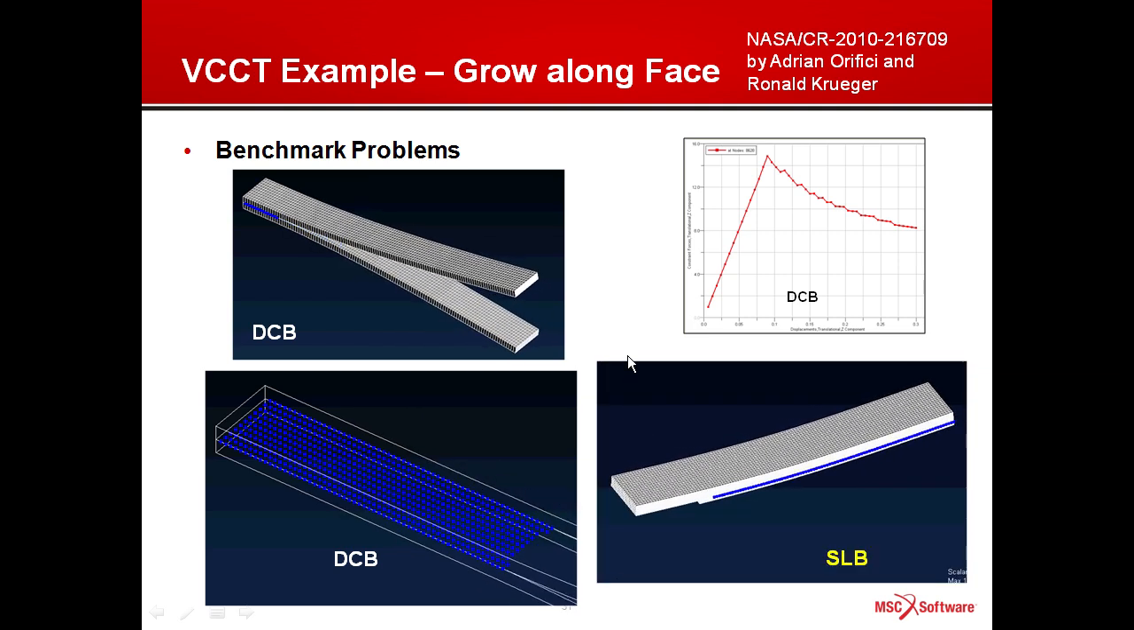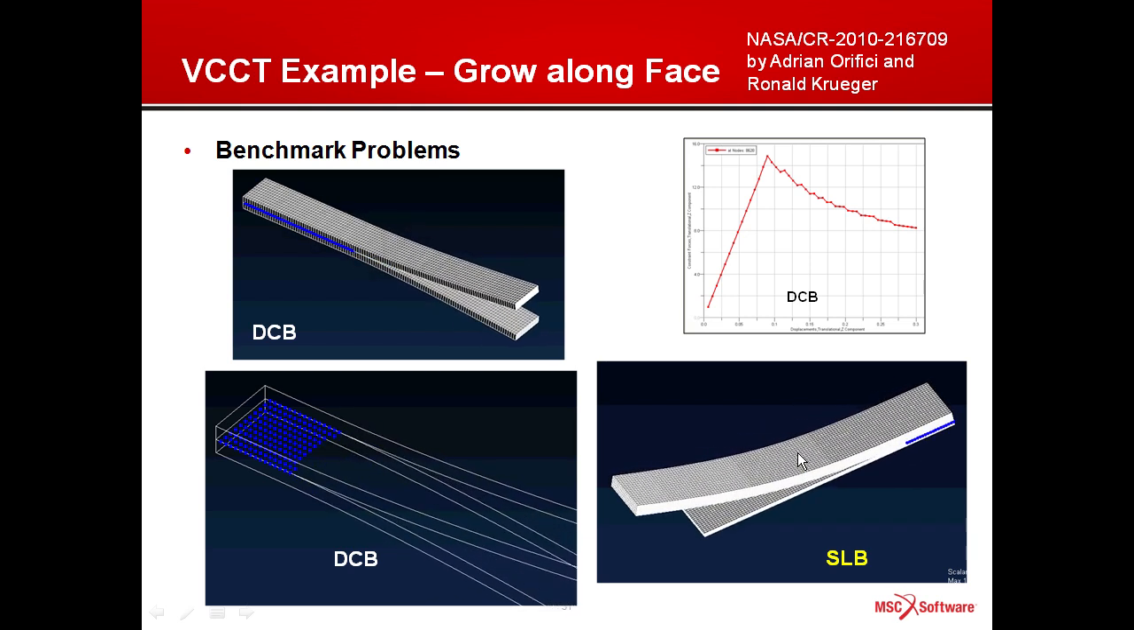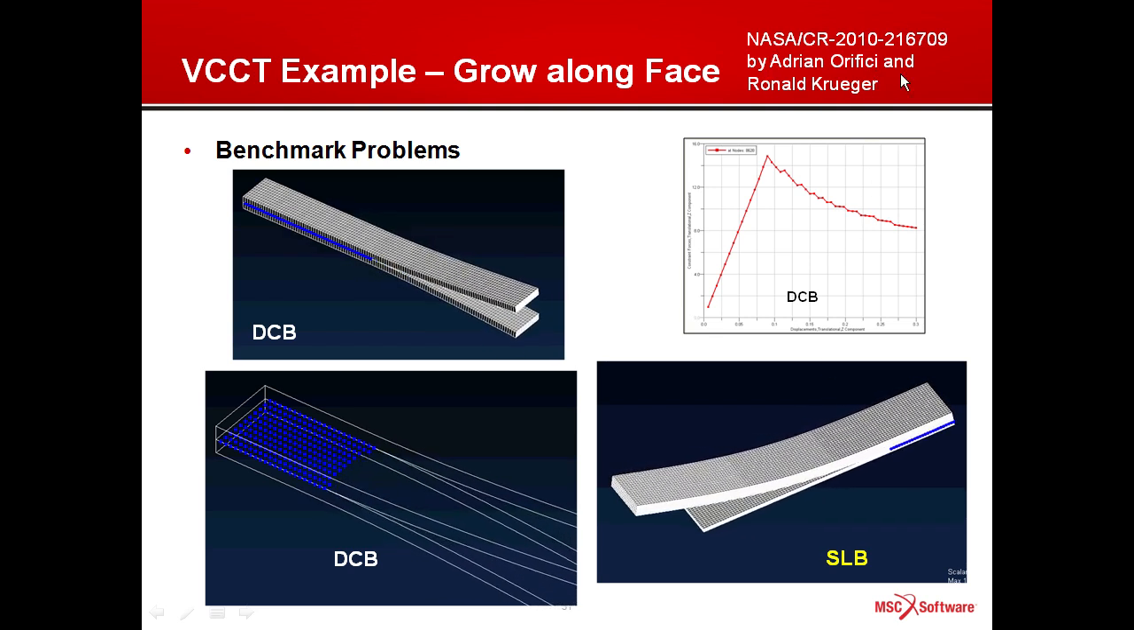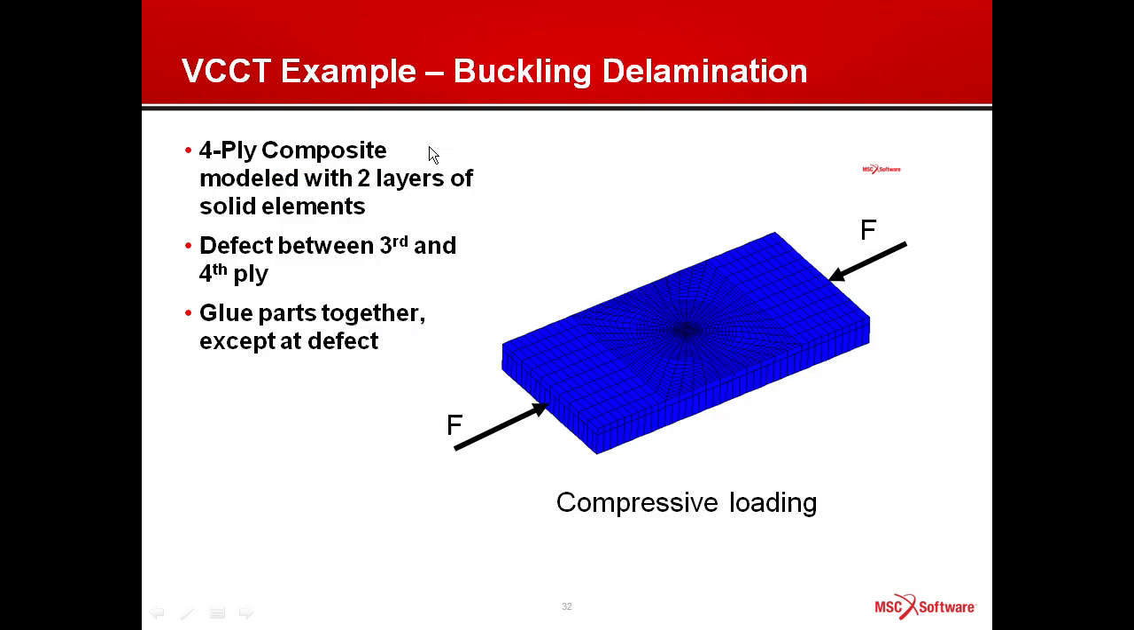I'll show you one more example. This is another benchmark single leg beam problem. You can see now when we push down in the middle here, it's a combined mode 1 and mode 2 behavior. Mode 1 because you can see there's an opening mode opening up the crack. It's mode 2 because there's also shearing going on. So combined mode 1 and mode 2. For these benchmark problems, our customers report good correlation between theoretical solutions and VCCT results using MD Nastran and MARC. One recent NASA paper showing such comparisons is shown here.